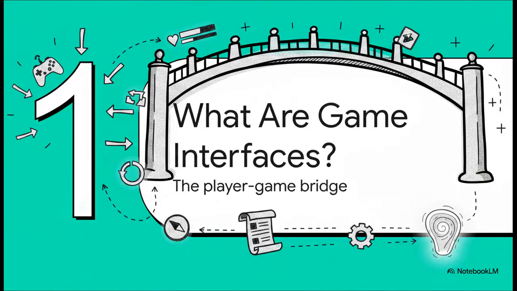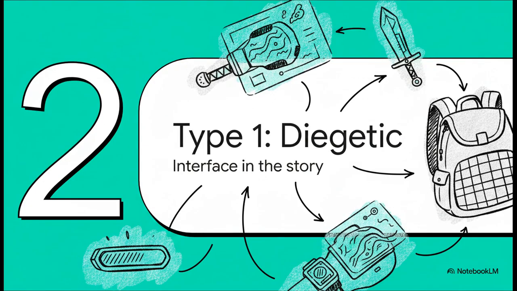Okay, so at its heart, a user interface, or UI, is basically the bridge that connects you, the player, to the world inside the game. It's how all the game systems tell you what's going on. Now, game designers have come up with 4 main ways to build this bridge, and we're about to walk through every single one. Let's kick things off with what is, you could argue, the most immersive type, the diegetic interface.